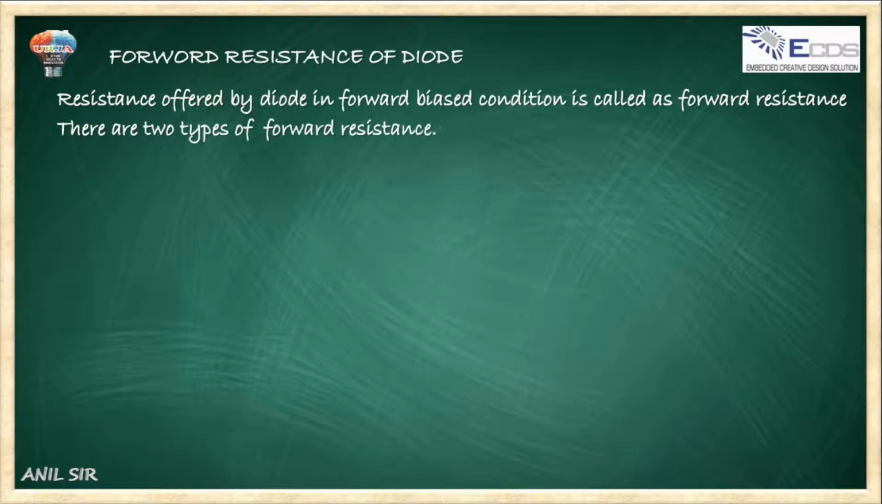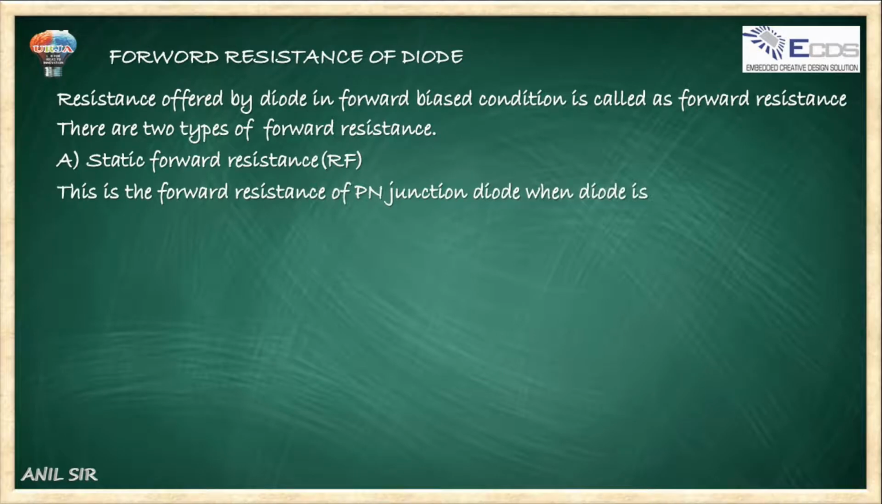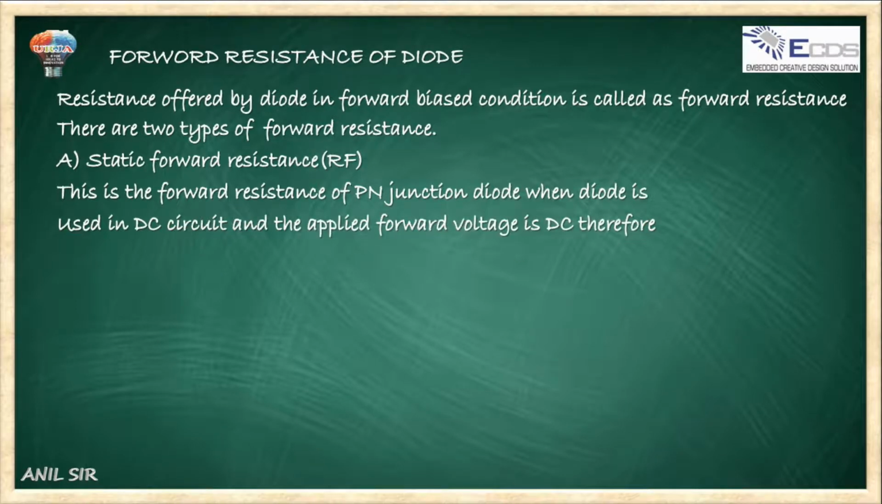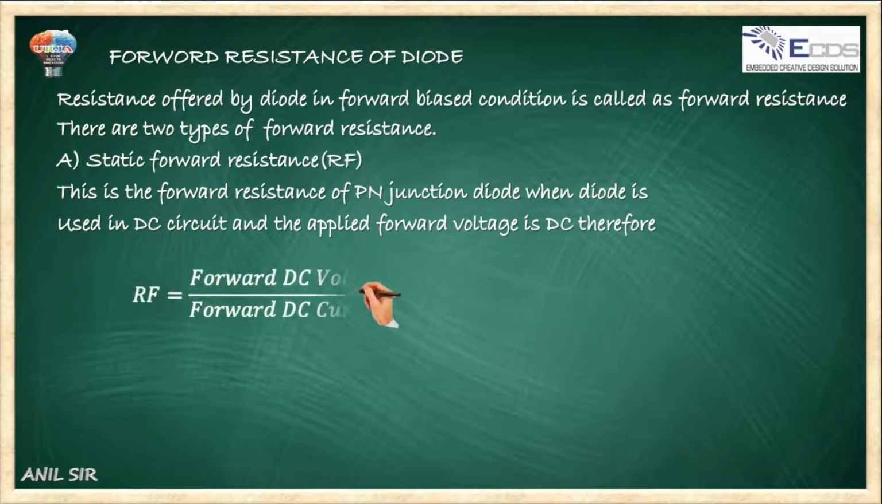There are two types of forward resistance. One is called the static forward resistance, that is capital RF. Static forward resistance, capital RF. This is the forward resistance of a PN junction diode when the diode is used in a DC circuit and forward voltage is applied. It is the ratio of the forward DC voltage to the forward DC current.